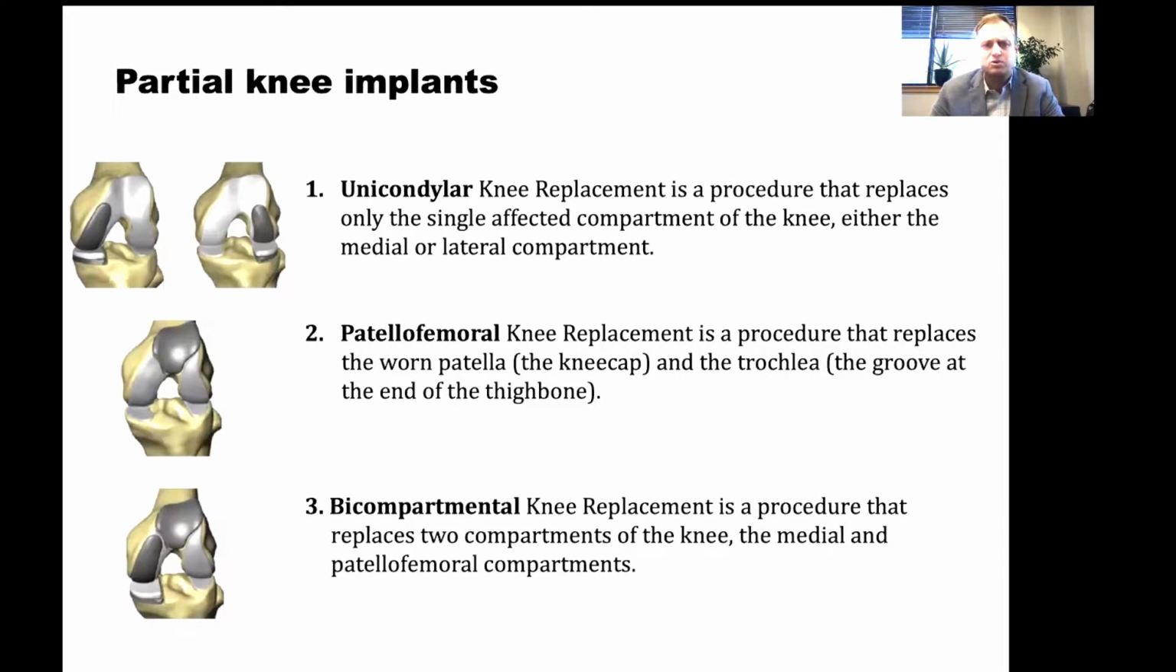There's all kinds of partial knee replacements. There's unicondylar, where we can place the inside or the outside. The patellofemoral, where we just replace the part that works with the kneecap. And a bicompartmental, where we'll place the inside and outside and the patellofemoral joint.